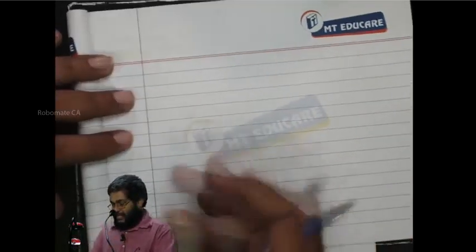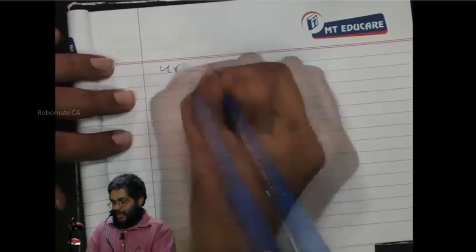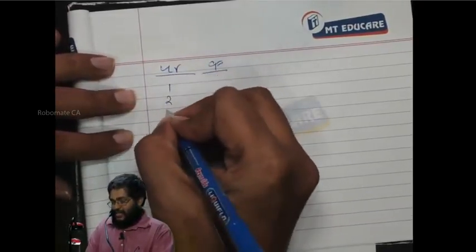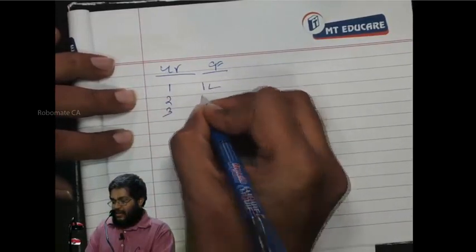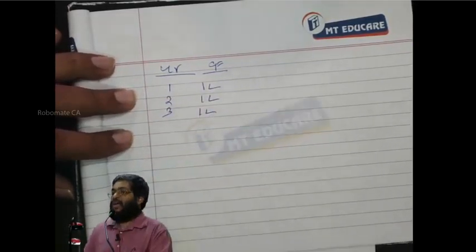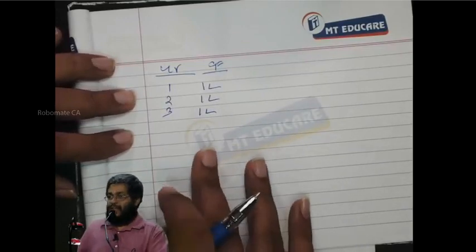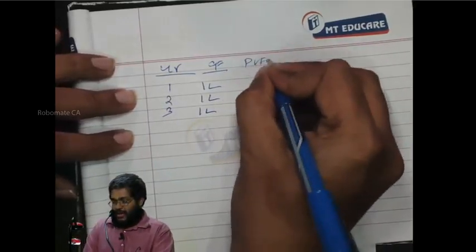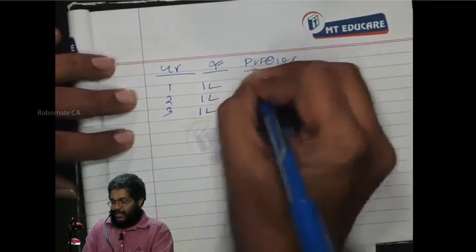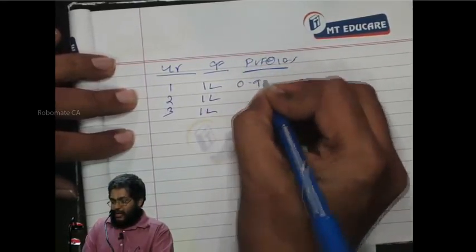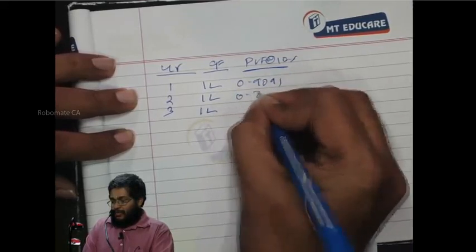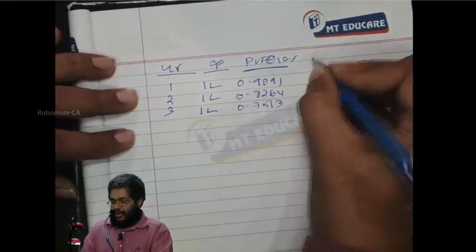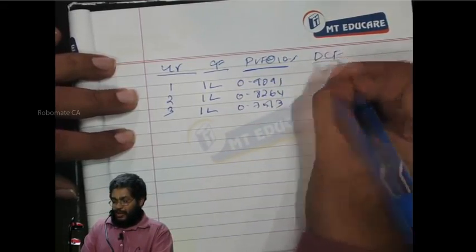For example, year cash flow: first year, second year, third year, 1 lakh, 1 lakh, 1 lakh. It is what annuity? Annuity due. In that case, we find the discount required. PVF at, suppose, 10%. Tell me what is the present value factor? 0.9091, 0.8264, 0.7513. The discounted cash flow is how much?